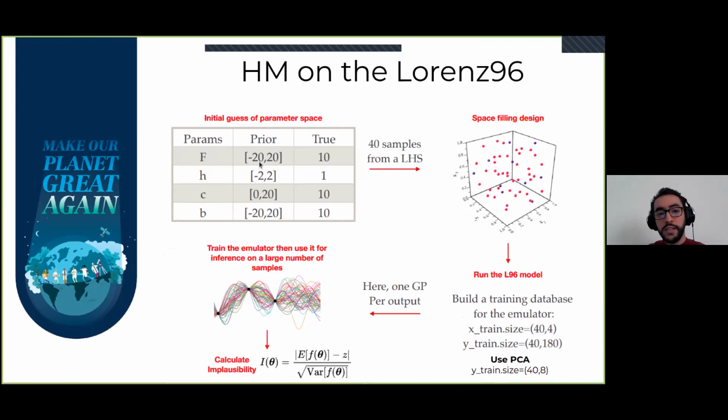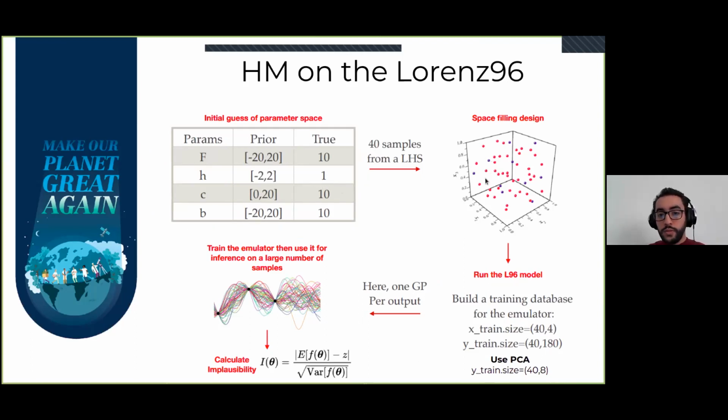For example, f is between minus 20 and 20. This is just random, I just took minus 20 and 20. I'm supposing here that I don't know too much about these parameters. I only know that C is positive, because C depends on a ratio, a time ratio. So it's time, it's positive.